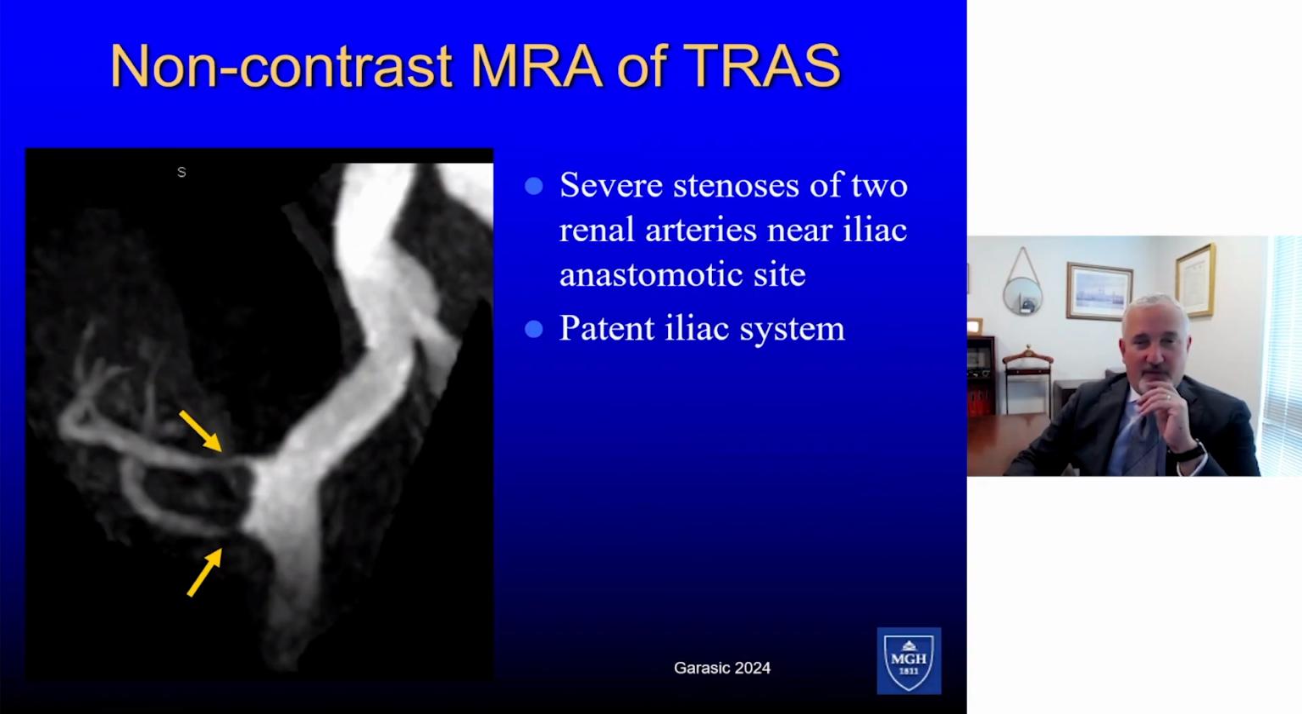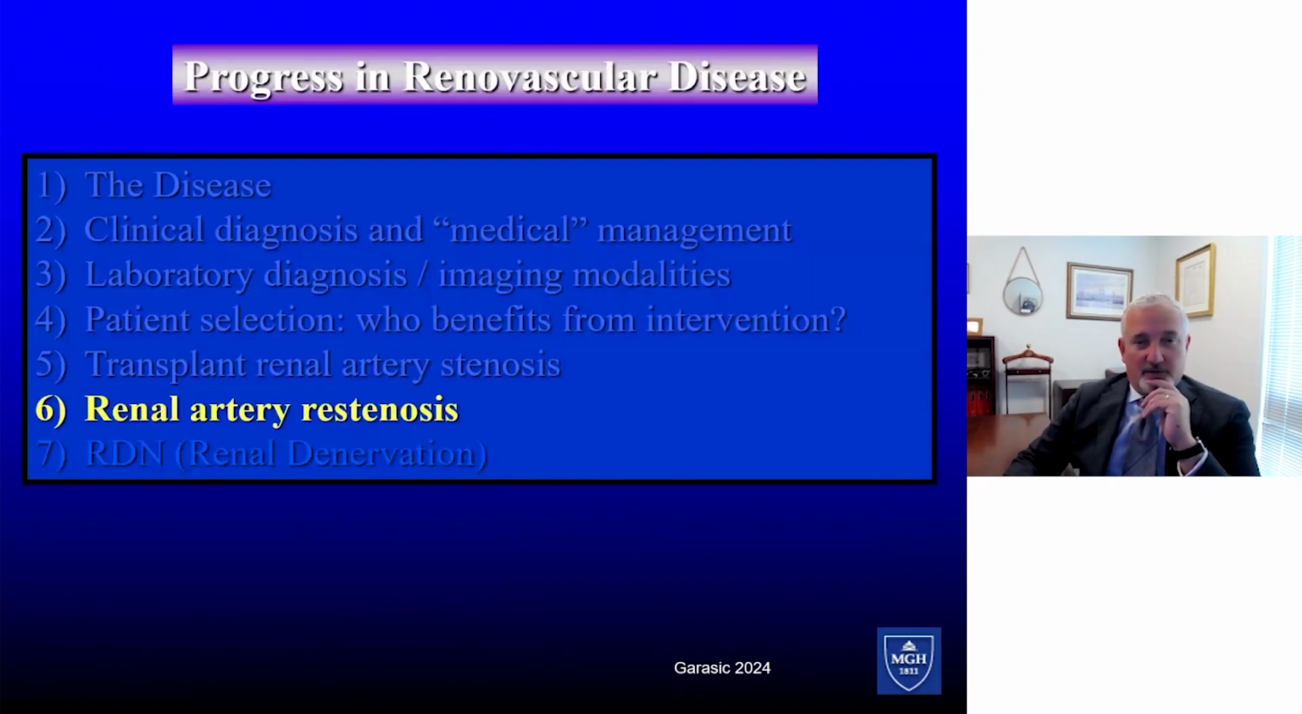We can use time of flight MRA to image these people and get some idea of what's going on in the iliacs and the transplant renal. We can use duplex ultrasound to look here at the transplant renals as well. And this is a significant population nowadays that we need to think about renovascular disease and treat, I think, where it's seen.